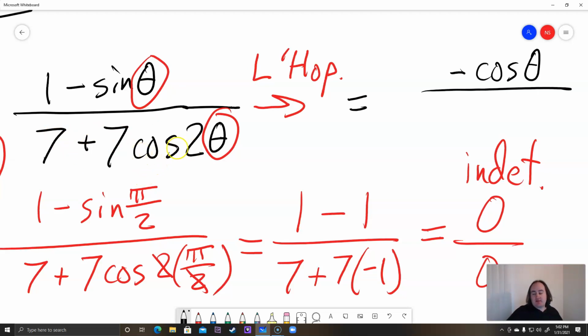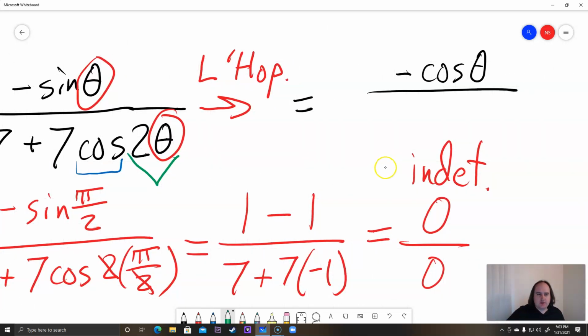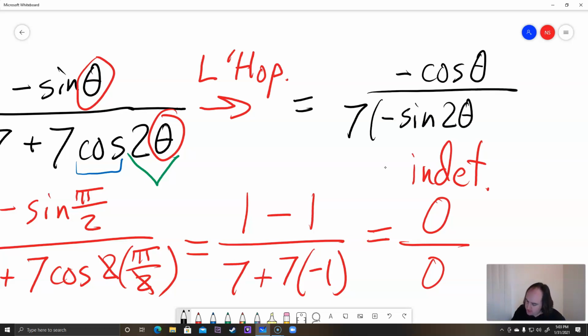And then the derivative of 7 cosine of 2 theta is a little bit harder. Because this is a composite function, we have to use the chain rule. Our outer function here is cosine, and our inner function is 2 theta. So we take the derivative of the outer function, inner left alone. Over here we're going to have 7 times, well, the derivative of cosine is actually negative sine. So it's going to be 7 times negative sine of 2 theta. That was the derivative of the outer function, inner left alone.